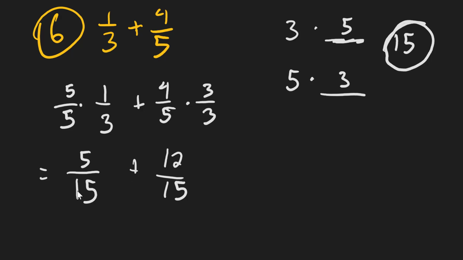Now these fractions have the same denominator, 15, so we can combine these fractions. When we combine these fractions, we keep 15 in the denominator and we add the numbers in the numerator. 5 plus 12 is 17. Can we simplify 17 over 15? No, we cannot. And so the answer is 17/15.